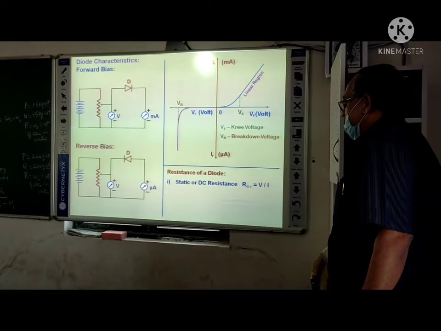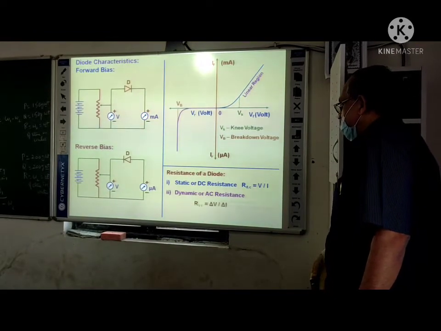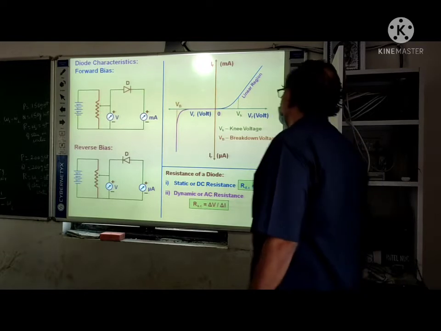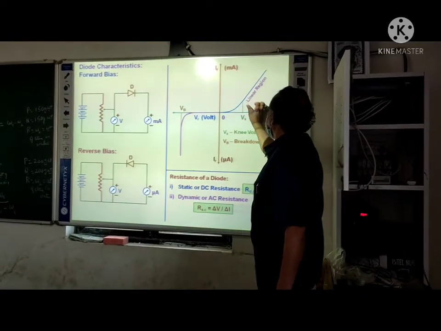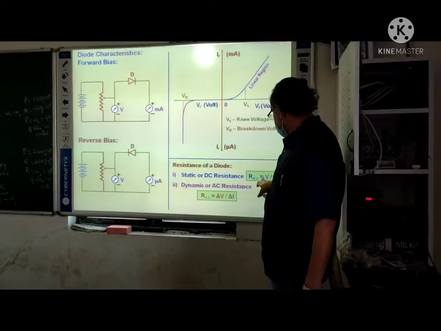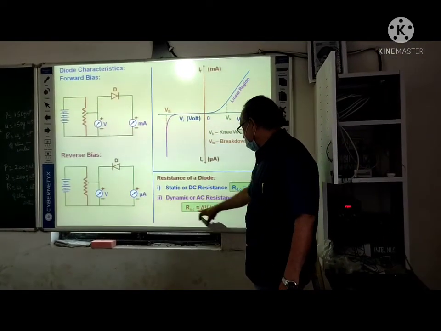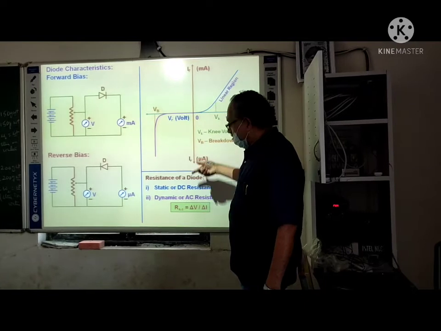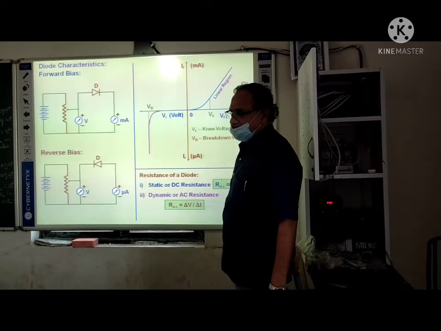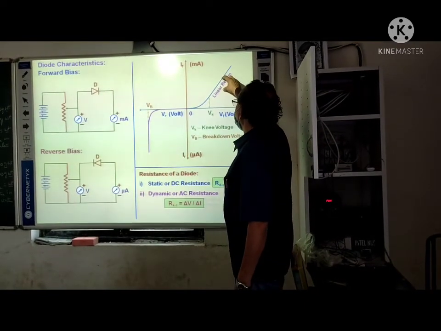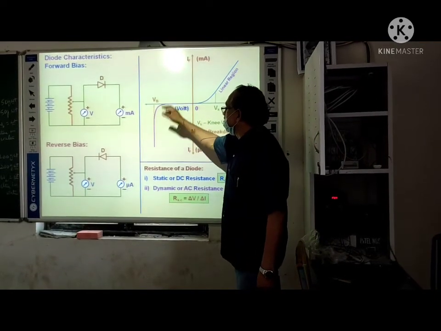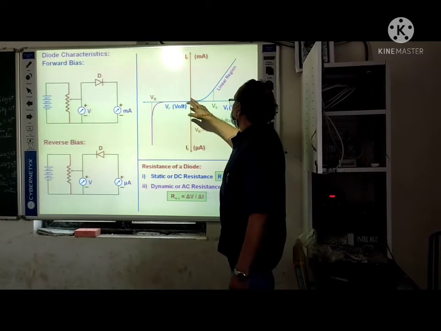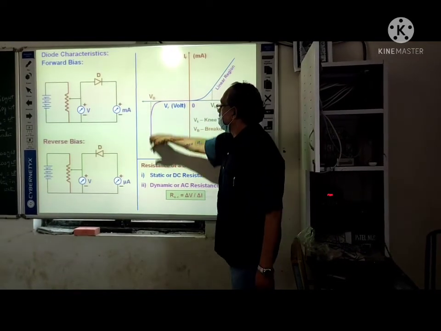Resistance of a diode: static, dynamic, AC resistance. This slope gives the delta I value and delta V value. So delta V by delta I is resistance. What is delta I by delta V? Conductance. So in the reverse bias, this is the breakdown voltage. In the increasing region, this is called decreasing voltage.